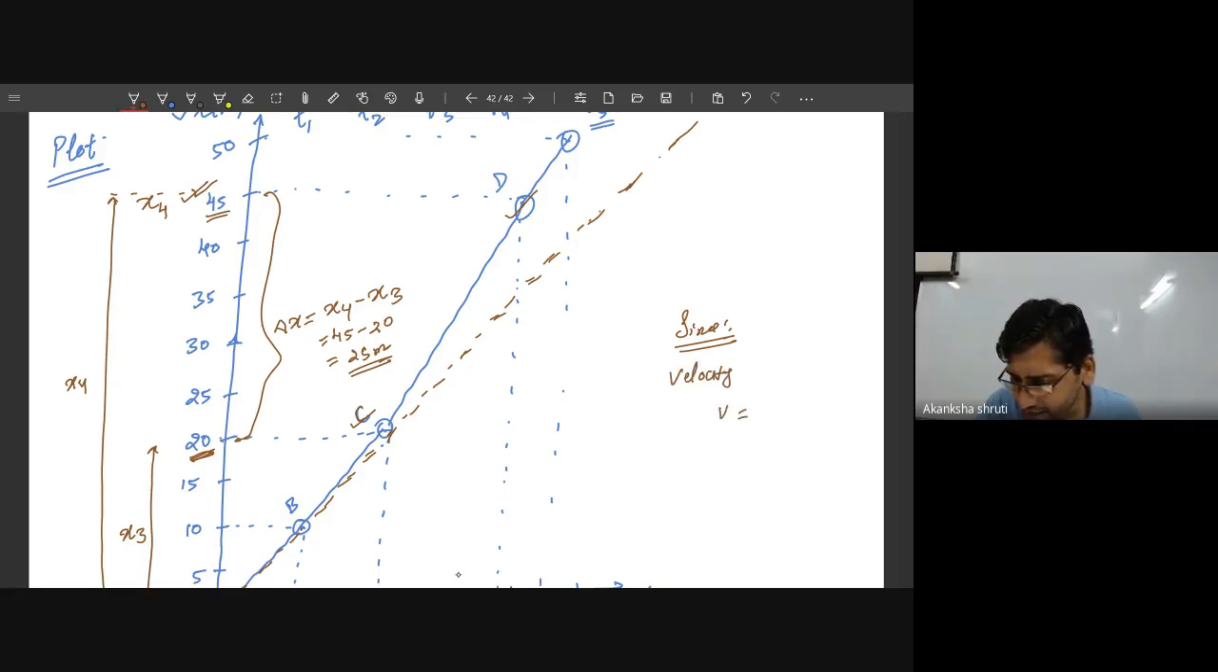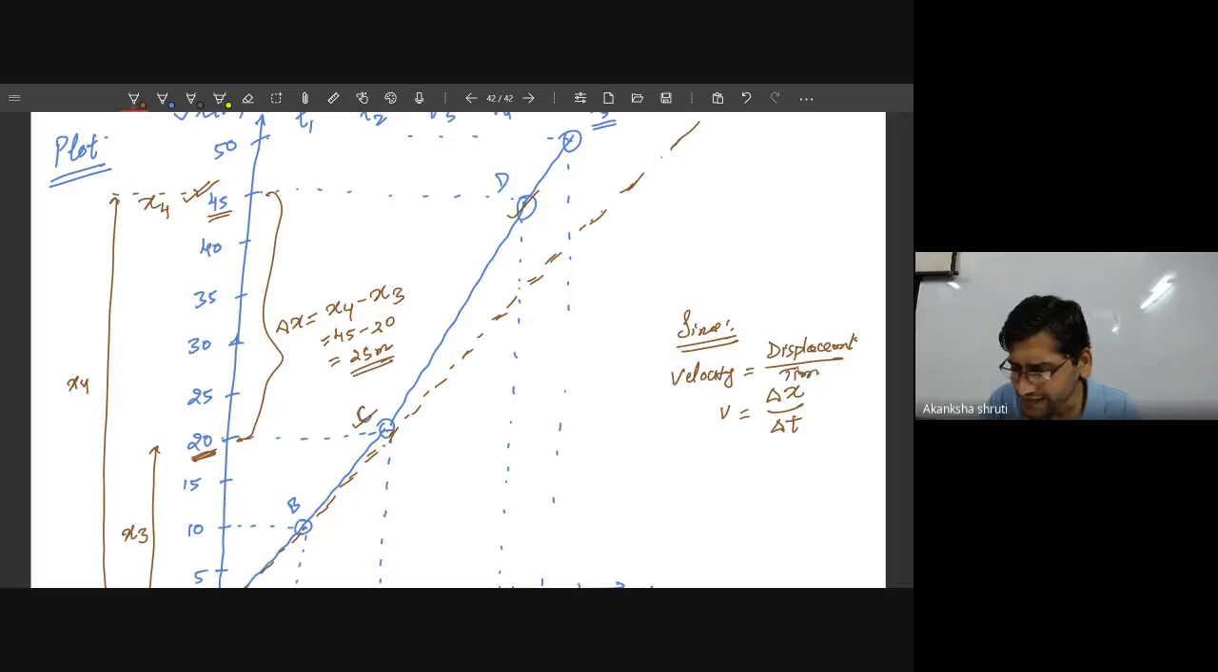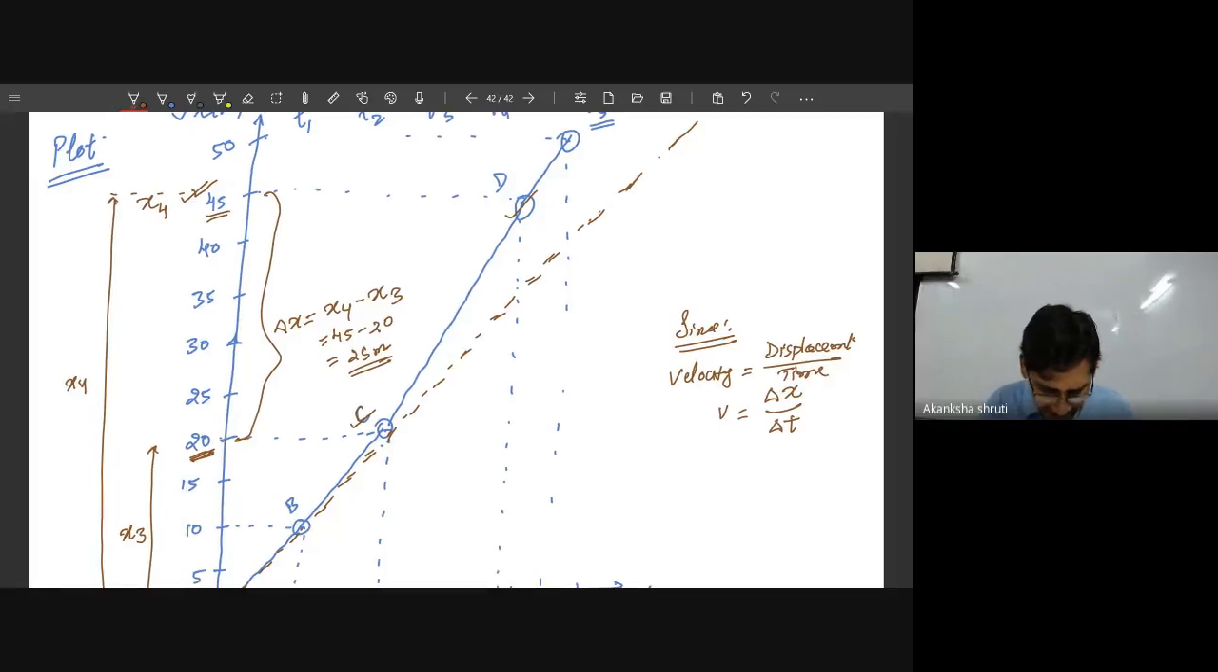Velocity v is given by change in position by change in time. Means what is the displacement by what is the time taken for that kind of displacement? It was displacement by the time for that displacement. Here displacement is nothing but delta x, because the position initially was x3, gone to x4, and the time for this was t4 minus t3. It was x4 minus x3 by t4 minus t3.